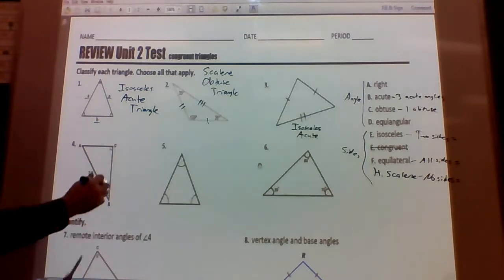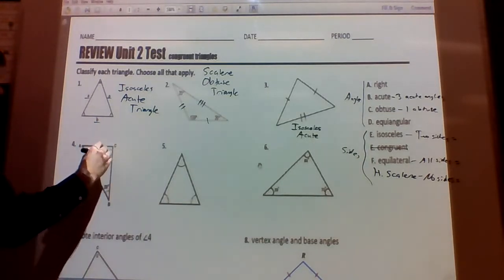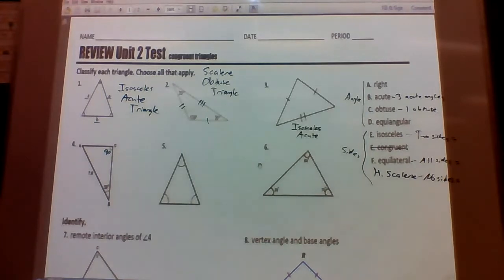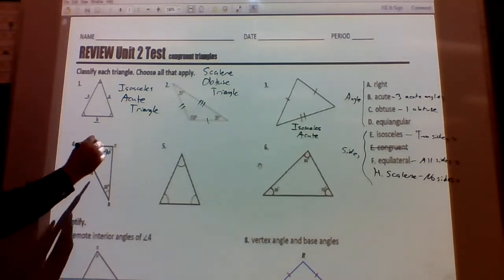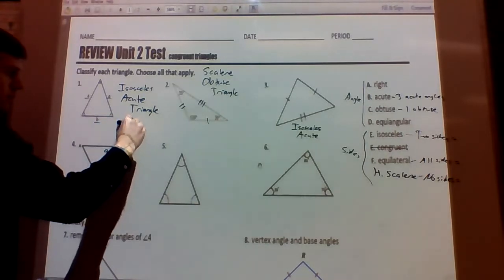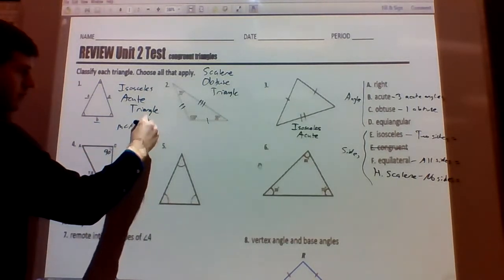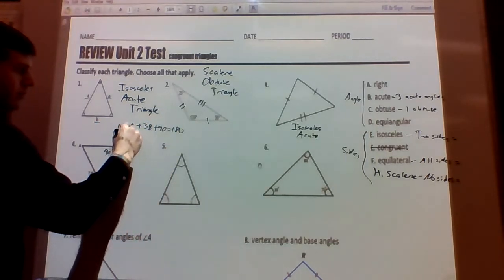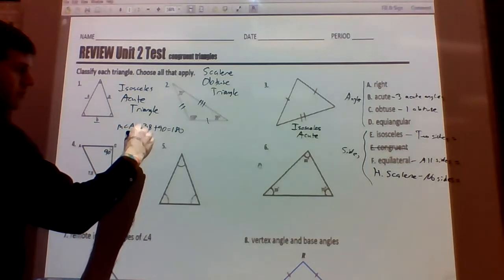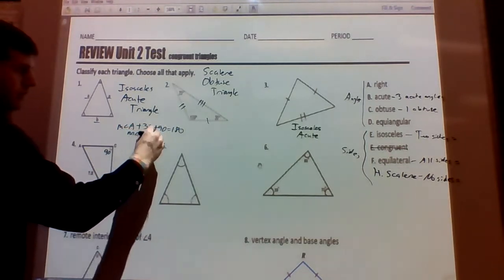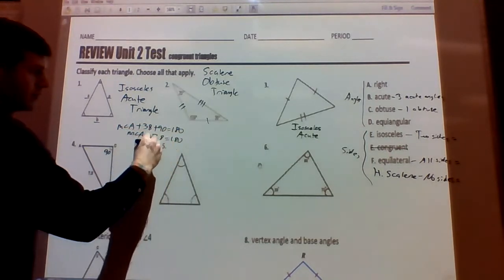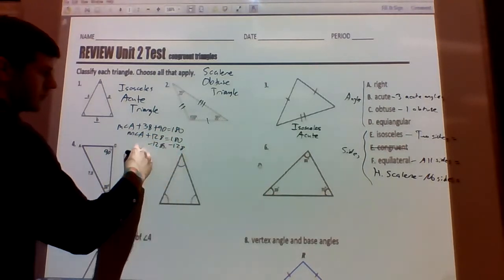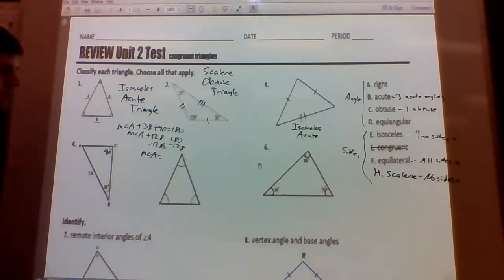Number 4, we notice angle C is a 90-degree angle. It's a right angle, so it's 90 degrees. If we do our triangle sum theorem, we know the measure of angle A plus 38 plus 90 is going to equal 180. So the measure of angle A plus 128 equals 180. Subtract 128, and the measure of angle A is going to be 52.